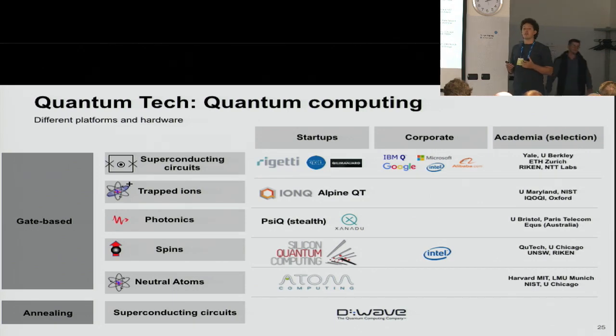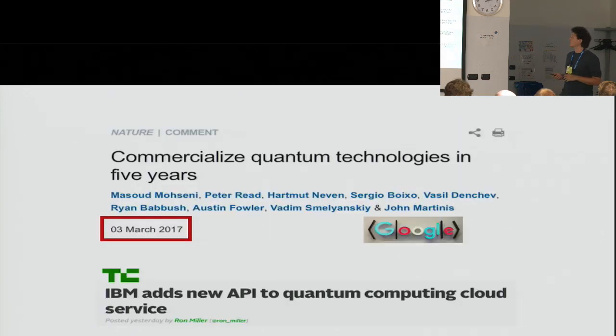And the technology transfer point is also highlighted by the fact that there is interest not only in basic research and research centers, but also by startups that are most often spin-offs of research groups, and also corporate players. And as you can see, superconducting circuits currently are leading in this race for quantum information processing and quantum computing.